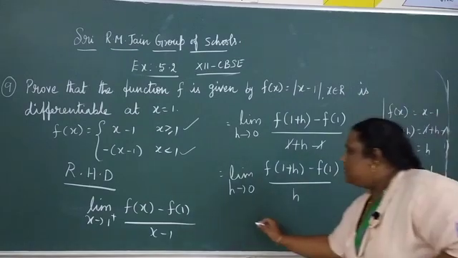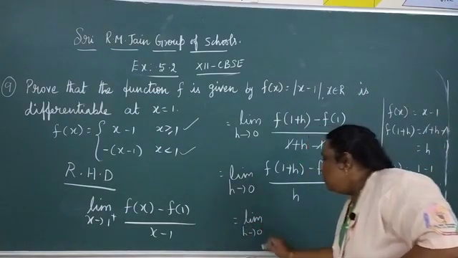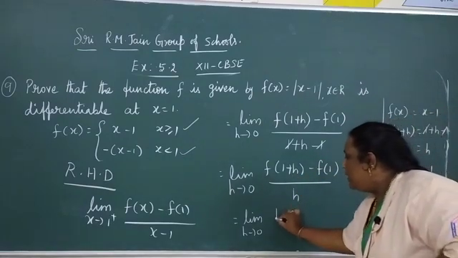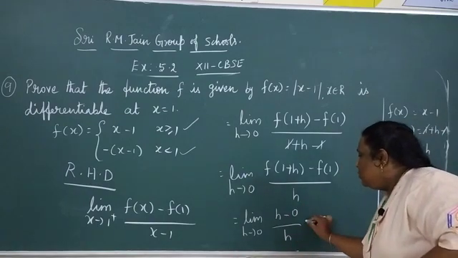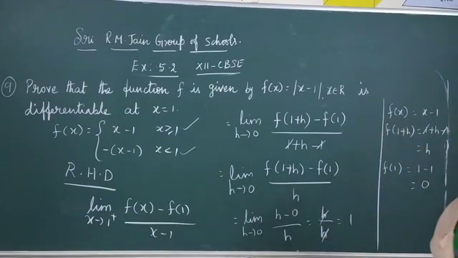So you can substitute here. Limit h tends to 0 of f of 1 plus h minus f of 1 by h equals h minus 0 by h. So the value equals h by h, which equals 1. What is the answer for the left hand derivative? Minus 1. What is the answer for the right hand derivative? Plus 1.